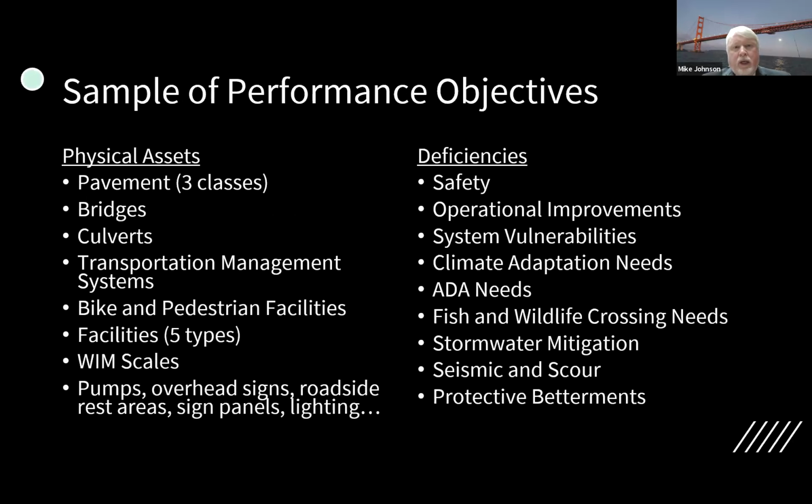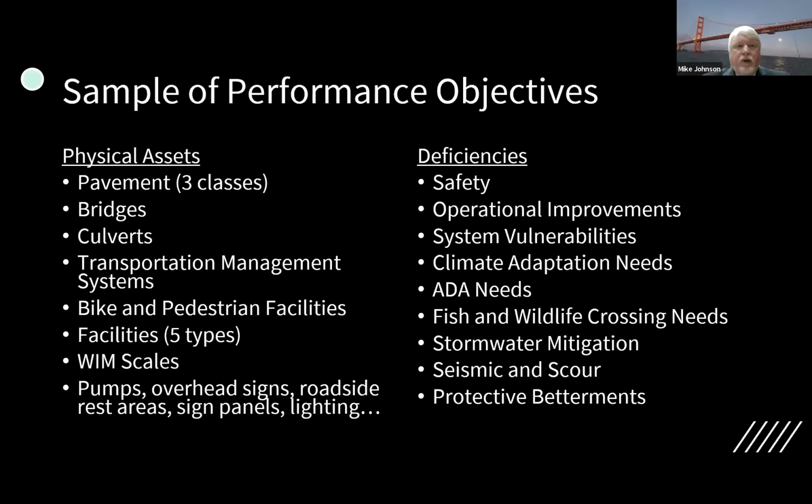But in general, we're looking at a number of different things. So these are some of the physical assets that we look at, and I've broken them down between physical assets and deficiencies because they're very different in how we handle the performance models for these. So for pavement, for example, we break our pavement down into 3 different classes of pavement so that we can better target investments to, say, interstates versus lower volume rural roads.